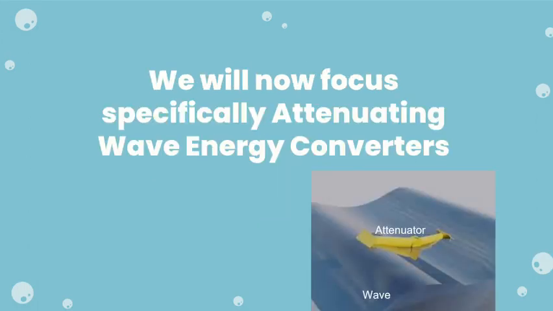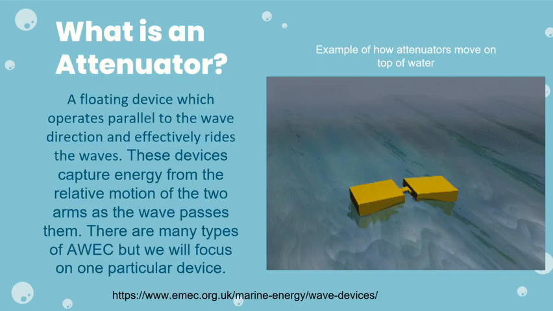Now we're going to focus on that specific wave energy converter, the attenuating kind. What is this? It's a device which floats parallel to the ocean wave direction and floats on top of the water surface. This captures energy whenever the waves rise and fall. So wave energy is collected as this device rises on top of the wave and falls on the wave.